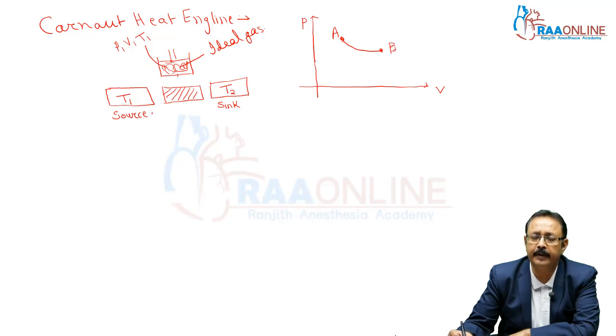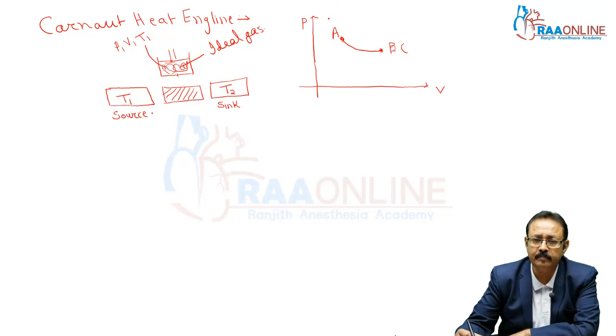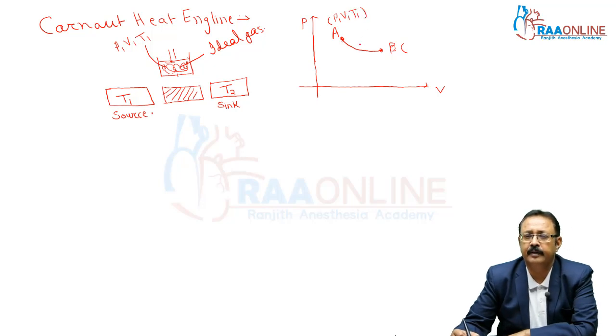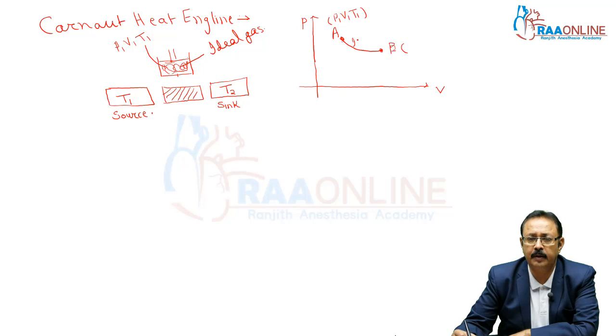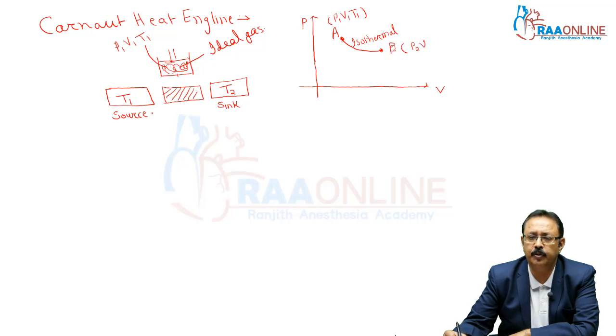What happened at B? At A, pressure was P1, volume was V1, temperature was T1. This is an isothermal process. State changed, now gas is at this point. Pressure changed to P2, volume to V2, but temperature was constant.